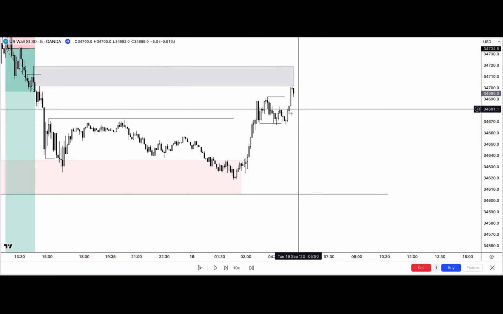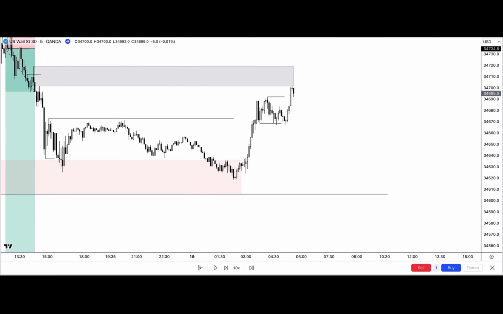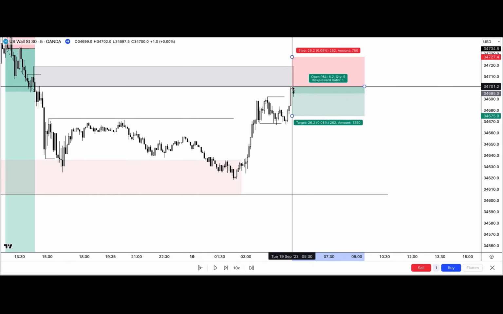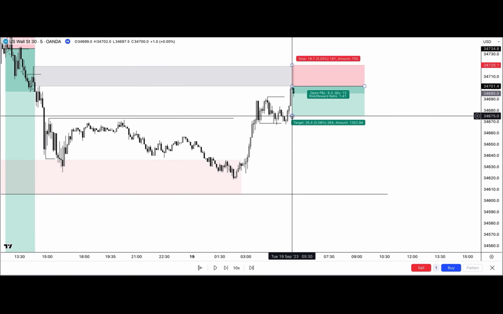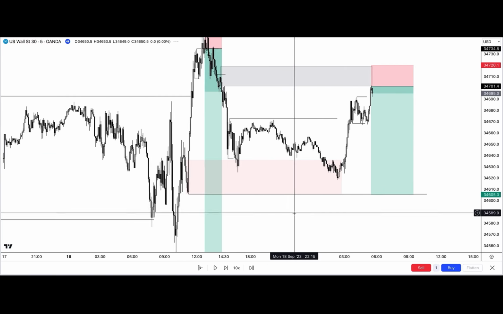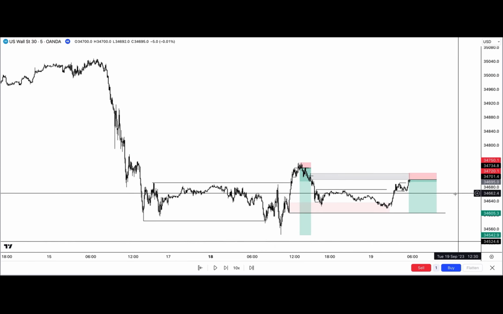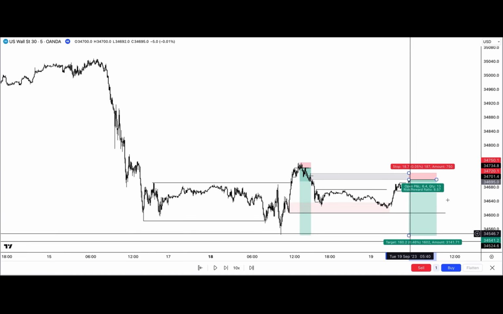Just like that, perfect. Tapped right into it. This would have been an entry. Unfortunately, it was 5:30 in the morning. I'm not up yet, but that would have been an entry here. And you could have targeted here and then the lows down here. Okay.